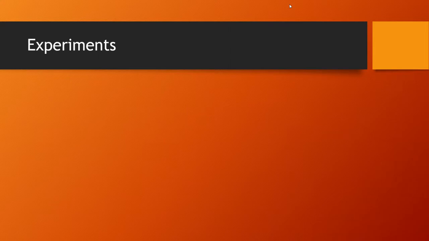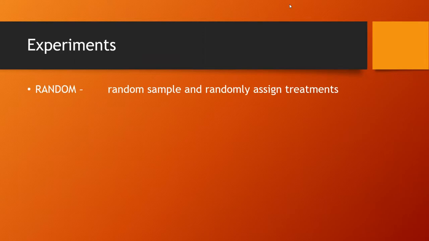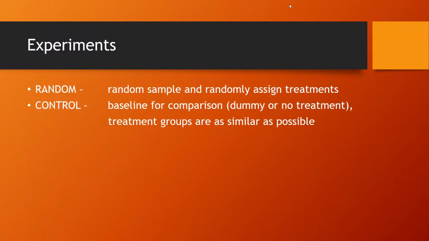You need 4 parts of an experiment. Randomness is the first part. We want to make sure we take a random sample, and we also want to randomly assign treatments. A control, we need a control. We need a baseline for comparison. So when we compare our results, we can see whether it was different than what we would expect. A lot of times our baseline for comparison is that one of the treatments is no treatment or a dummy treatment or a placebo, and we'll talk about that. Or another way of control is to make sure your treatment groups are as similar as possible. And we'll explore the whole makeup of an experiment so you understand treatment groups coming up.